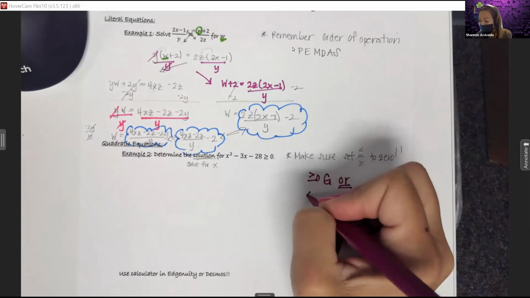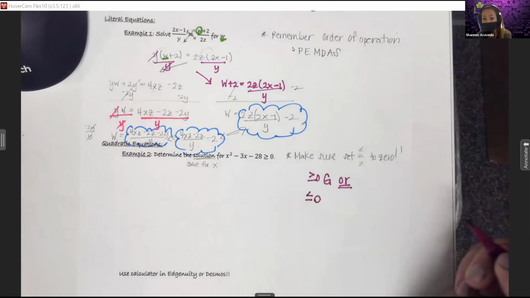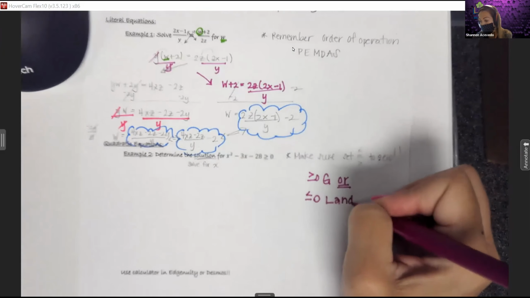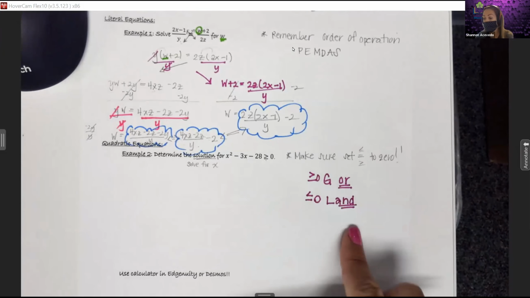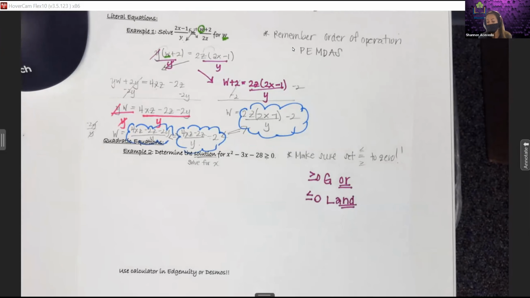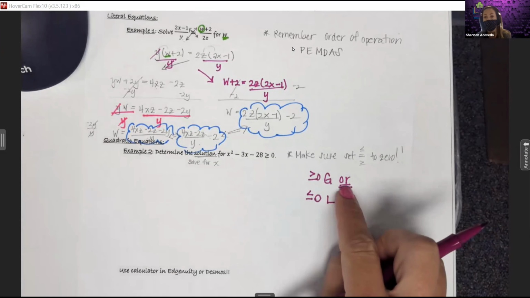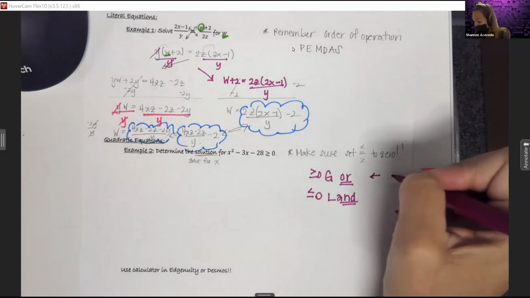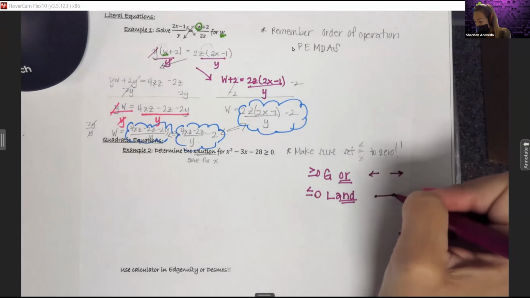If it's going to be less than or less than or equal to 0, then we say it's a LAND statement to help us remember. In other words, it's going to be an AND. So it's either a GOR or a LAND. So or and. So what's the difference? When we have an or, it's going to be this or this, so it has to have two separate pieces. When it's an and, it's just going to be one set, because it's everything that's in between. So an or would be something that's going to look like this. Our ands would be something that go like this.